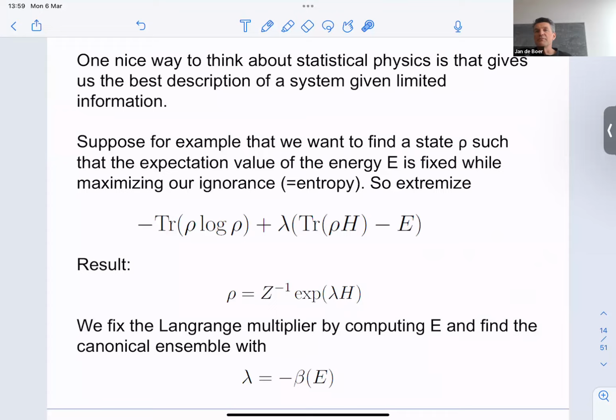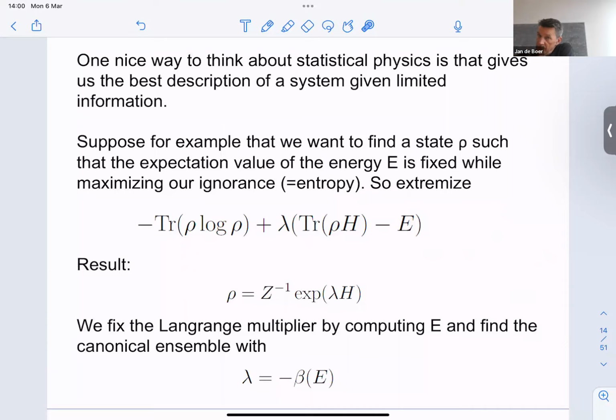And the prototypical example is the canonical ensemble. The canonical ensemble can be obtained with this logic as follows. Suppose you want to find the state rho in such a way that the expectation value of the energy, so trace rho h, is equal to some given number e. And we're going to enforce this condition with a Lagrange multiplier, lambda. And then we're going to maximize the entropy of the state. So this is like our ignorance, if you want. We're going to maximize the entropy of the state given that the energy takes a particular value.